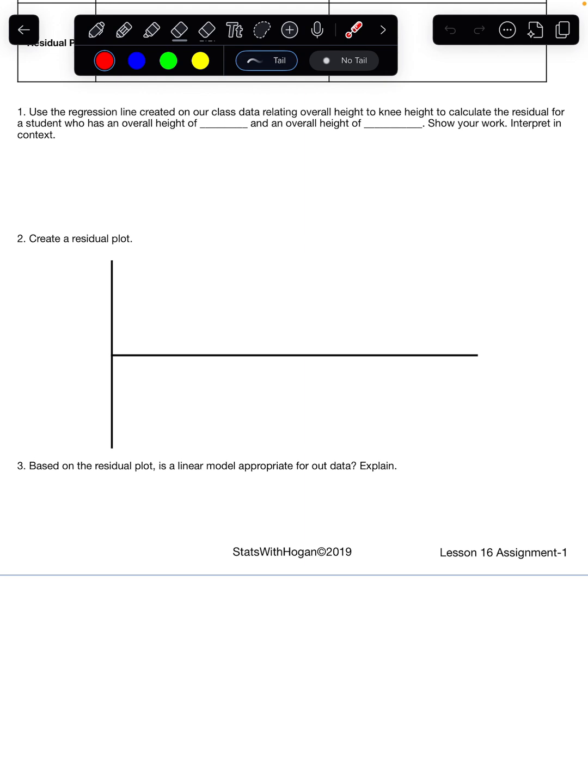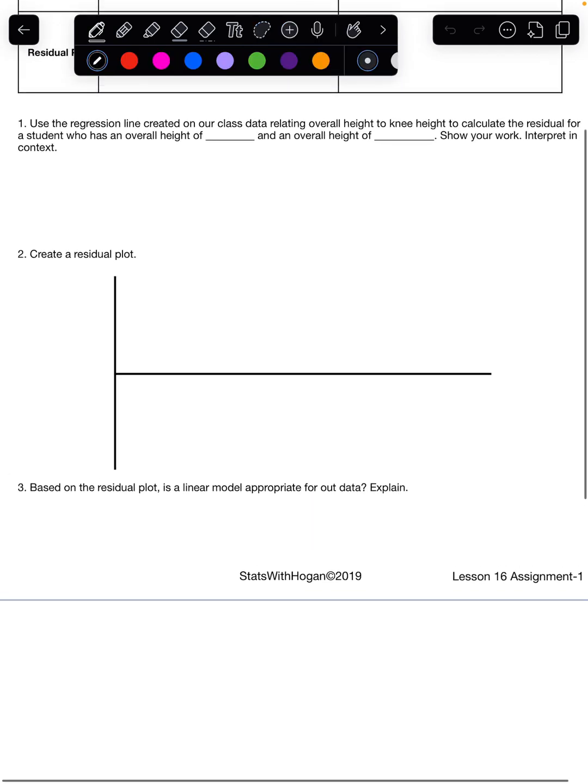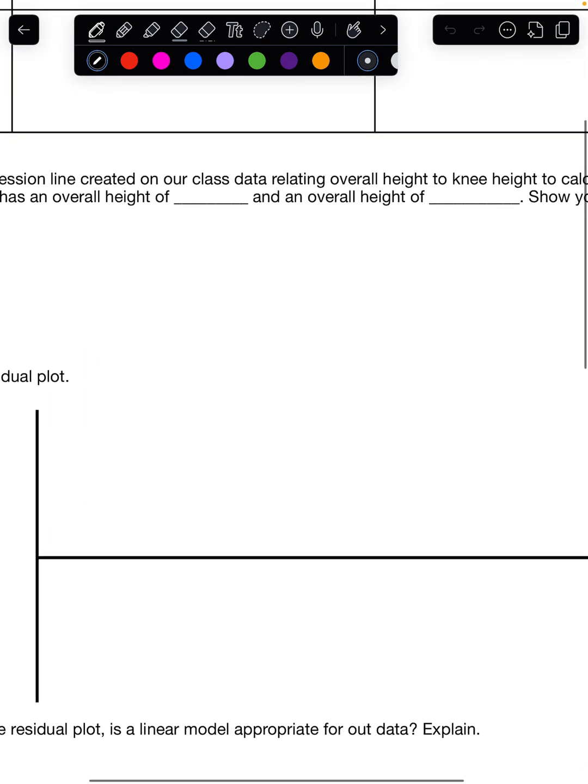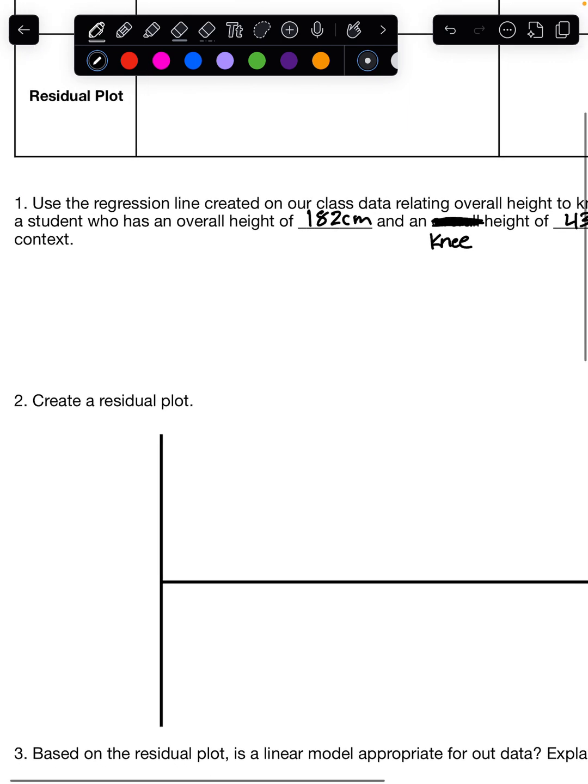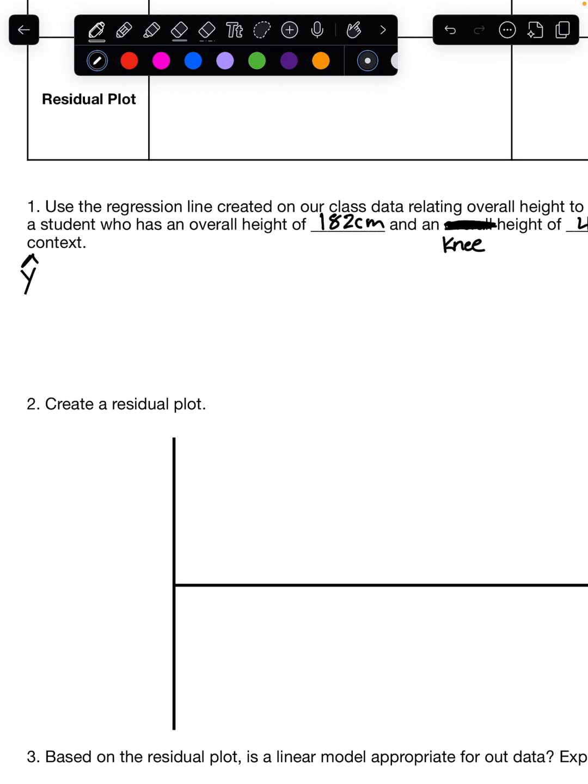So, I think we were just supposed to pick one. So I picked a student who has an overall height of 182 centimeters and a knee height of 43 centimeters. That was just one data point in our collection, so I just picked that one and we're going to use it. We're going to use our regression line. We already found the regression line in lesson 15, so now we're going to use that same line for lesson 16.